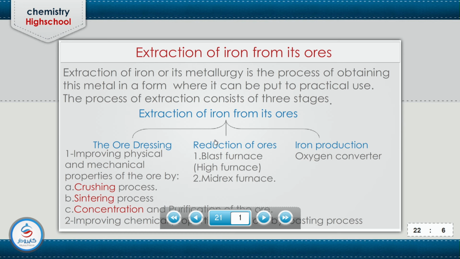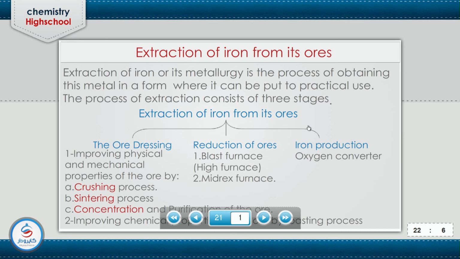Second step in the extraction of iron from its ores is reduction of the ores. The reduction of iron from its ores is done in two furnaces. Number one, the blast furnace, or it can be called the high furnace. Number two, the matrix furnace.